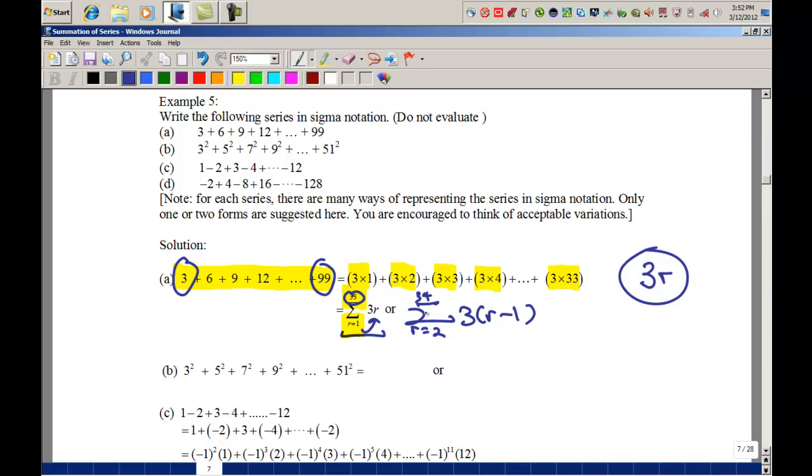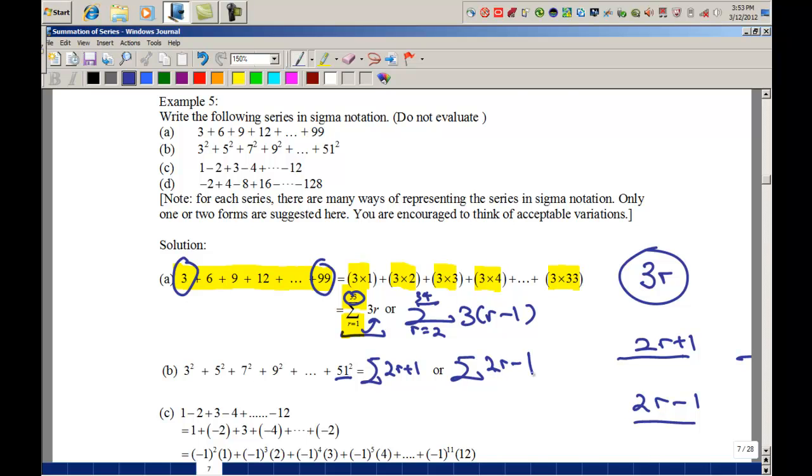Now let's take a look at B. Now B says you have 3 square plus 5 square plus 7 square plus 9 square all the way up to 51 square. Now I hope you can see that actually all these numbers are odd numbers. And odd numbers, you can always write an odd number like this, 2r plus 1, or like this, 2r minus 1. So if you want to write down the sigma notation, again you look at the general term. You look at the general term and then you write your sigma notation with the general term inside.